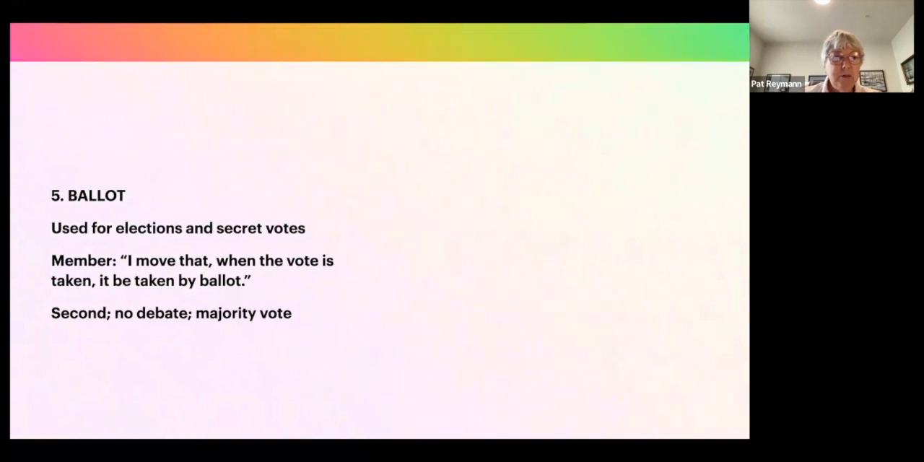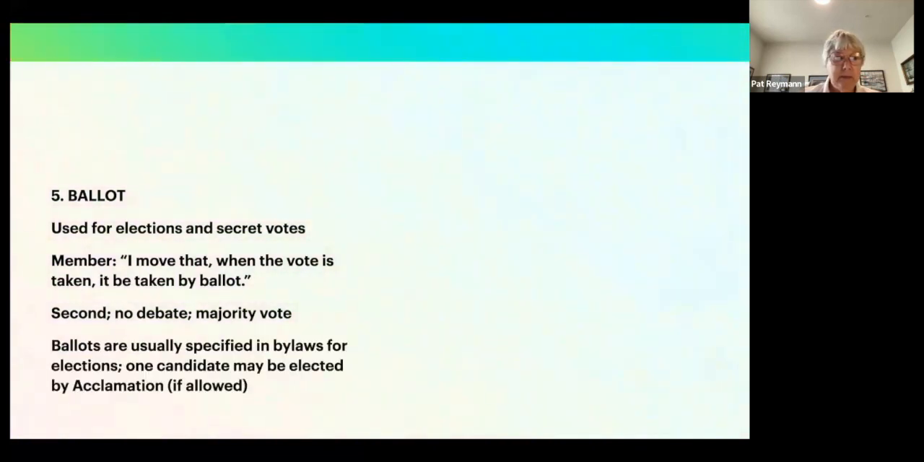Okay, and that motion would take a second. It is not debatable, and it takes a majority vote.